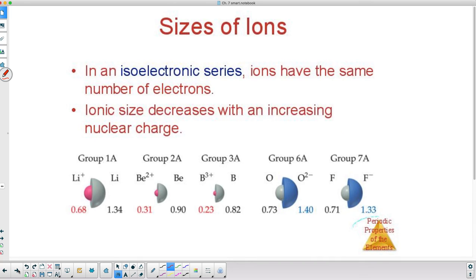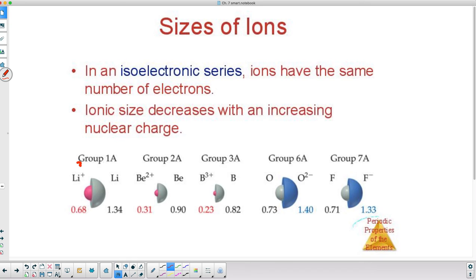Isoelectronic series, ions that have the same number of electrons. So lithium has a +1, beryllium has a +2, boron has a +3, oxygen has a -2, and fluorine has a -1. These all have the same number of electrons. So as you go across, the ionic size decreases with increasing nuclear charge, and that's what we're looking at.